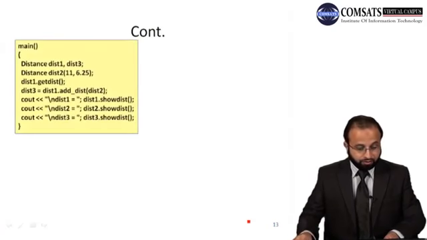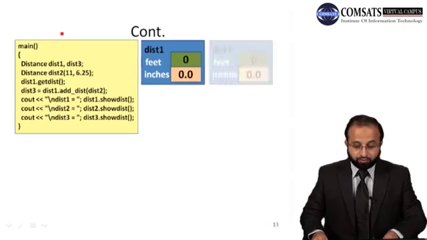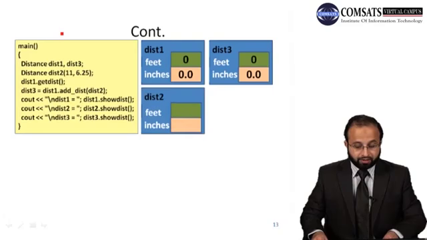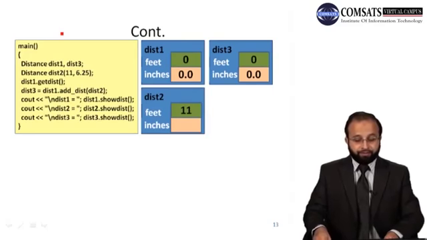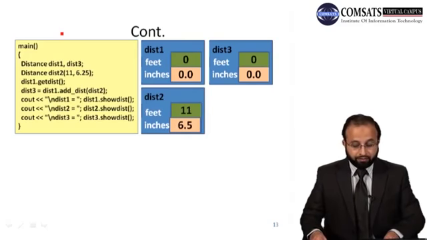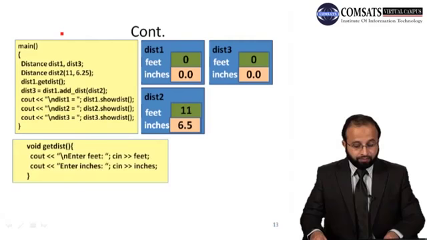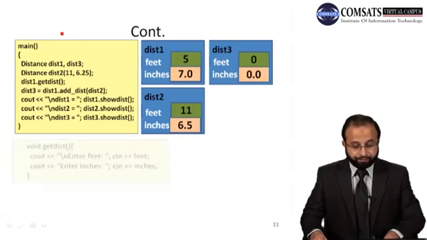Let's see the main function. So this is the main function. Now let's execute it one by one. In the first statement it creates two objects, dest1 and dest3. In the second statement it creates the dest2 object, initializes it with values 11 and 6.25, and then we call the get dest function. So it prompts the user to input the value of the feet and inches. Let's say the user enters the value 5 for the feet and 7.0 for the inches.